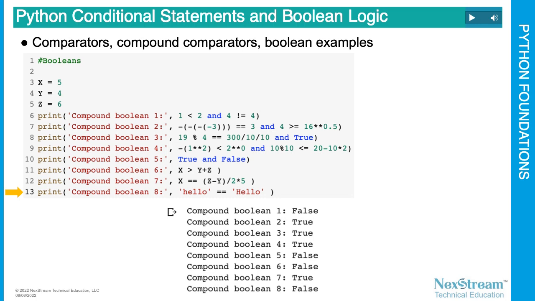Finally, in the eighth example, we check if two strings are equivalent. In this case, all the characters must match exactly, including the case. So here we see a small h in the first term and a capital H in the second, so they do not match and will evaluate to false. Note, if you are familiar with Java, you know that you cannot compare strings using the double equal operator, but in Python we can do it.